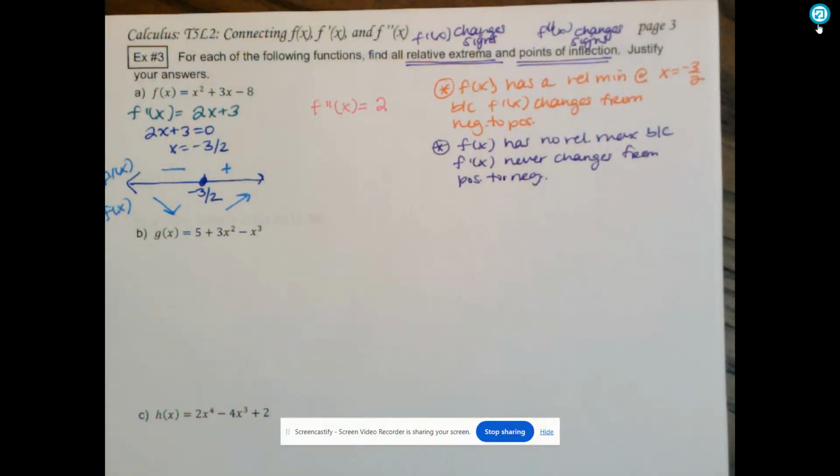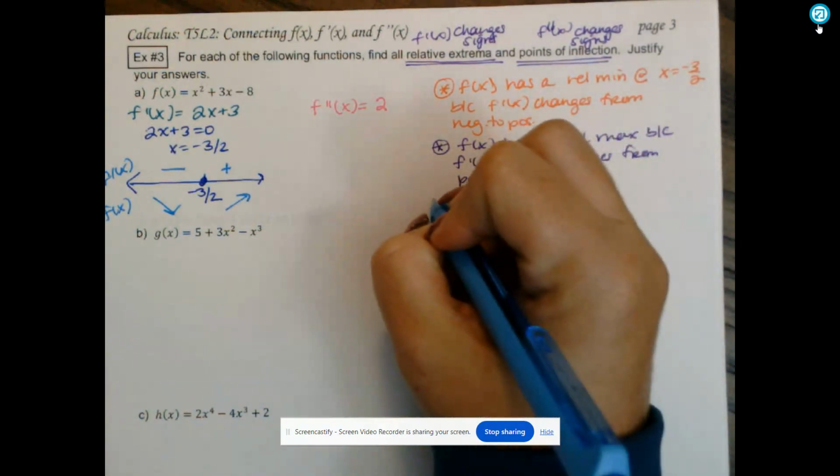Okay. All right, so that's our extrema. And then to talk about our points of inflection, that's going to be something where our double prime, our second derivative, changes signs. And that's obviously not going to happen with that constant. So we can go right back in there and say that f of x has no points of inflection.